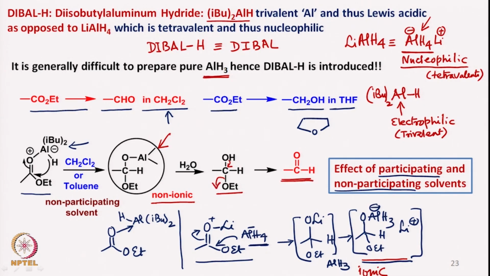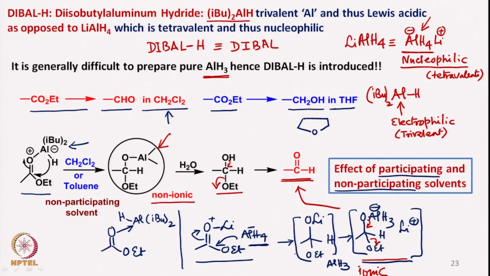Whereas here the ionic intermediate is not stable, and during the reaction itself it leads to the corresponding aldehyde by the loss of this particular ethoxy group, and it gives directly the corresponding aldehyde. That means during the lithium aluminum hydride reductions, before you quench the reaction by adding water, there is formation of aldehyde, and since there is excess of lithium aluminum hydride, the aldehyde gets reduced.